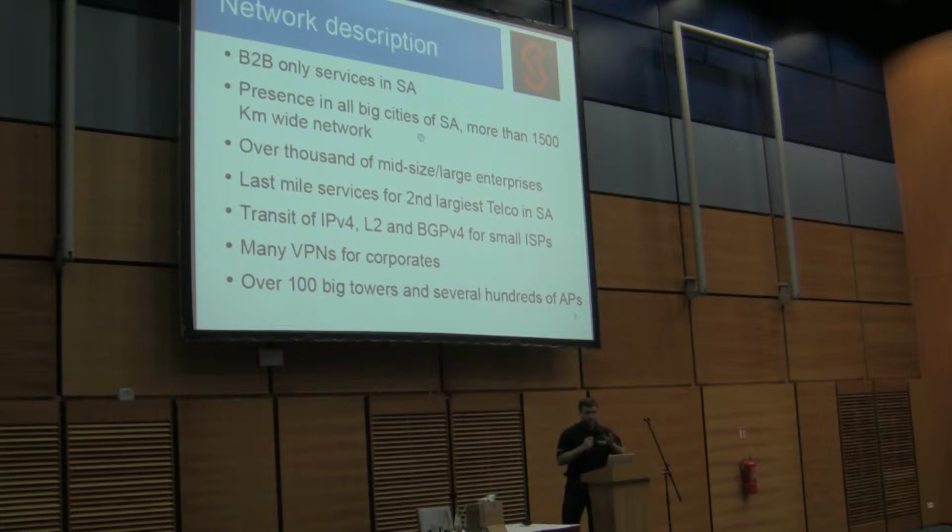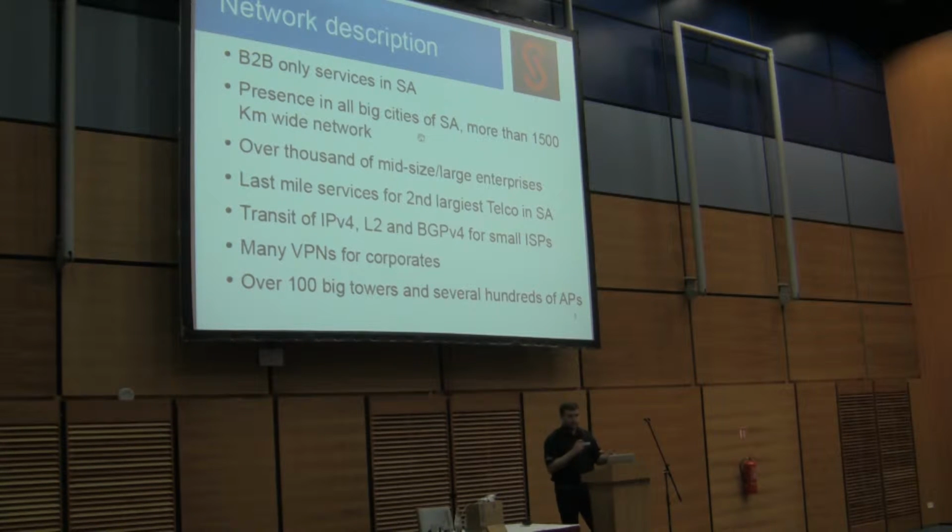Good. So serious things. Network description of Skywire Technologies. We provide services only to businesses. We do not have private customers. We have presence in all big cities of South Africa with more than 1,500 kilometers wide network, because South Africa is a quite large country. And we have over 1,000 of mid-size and large enterprises which we connected to our network.